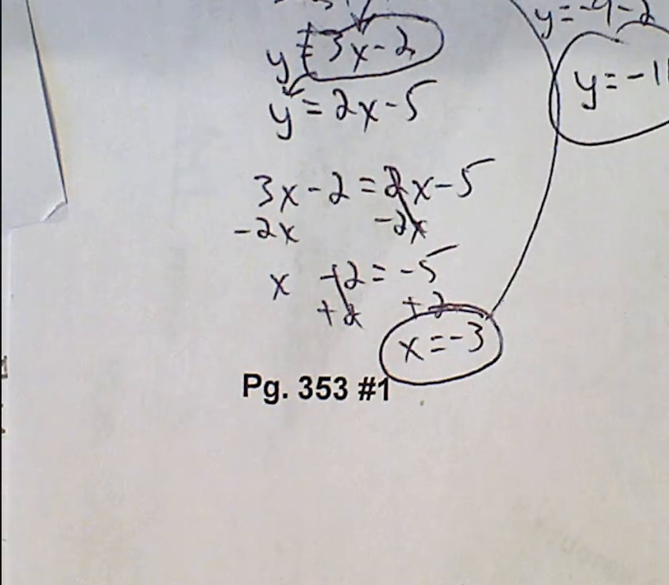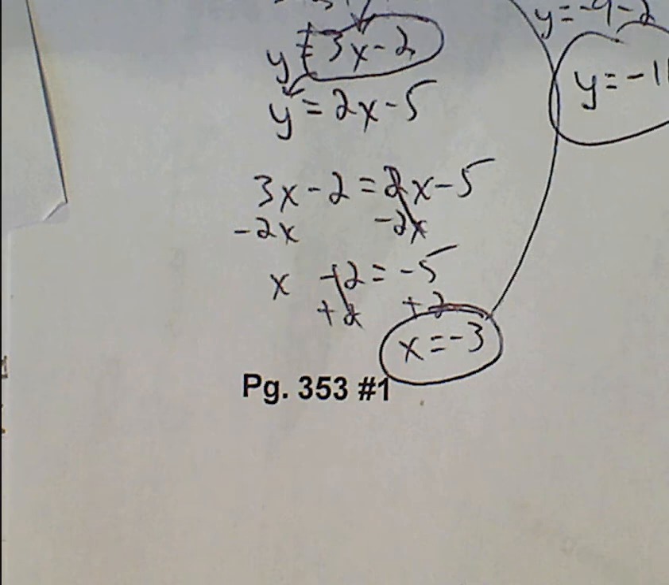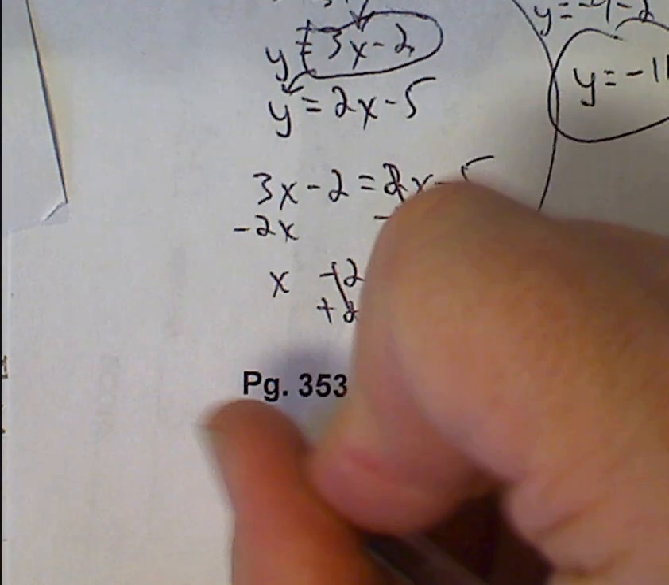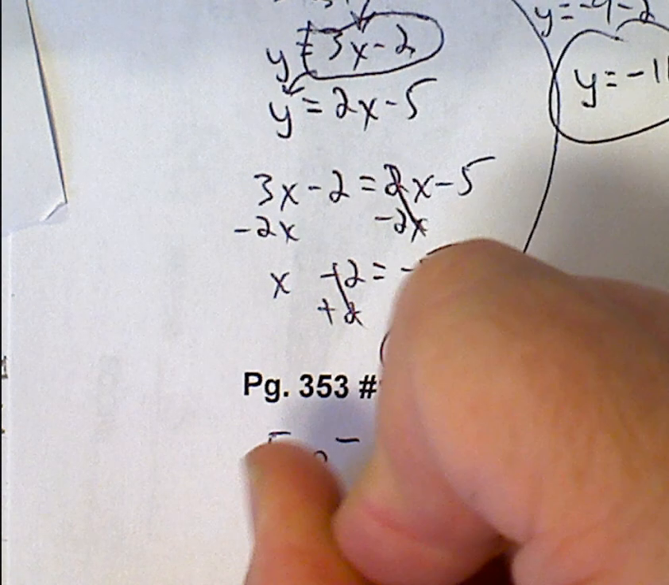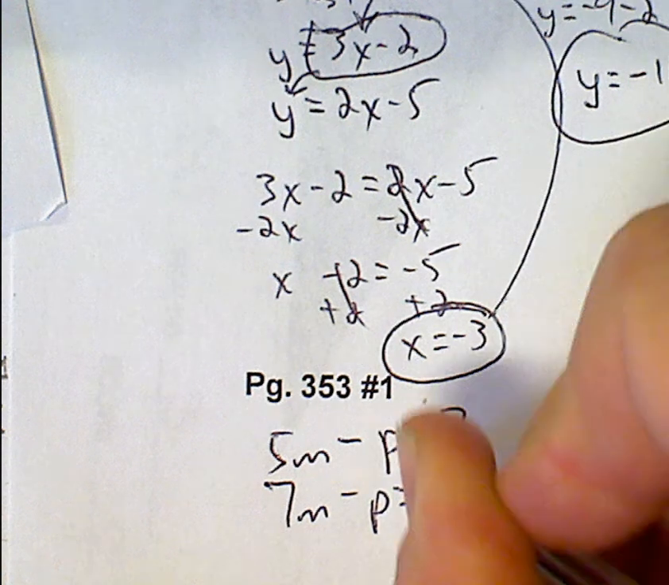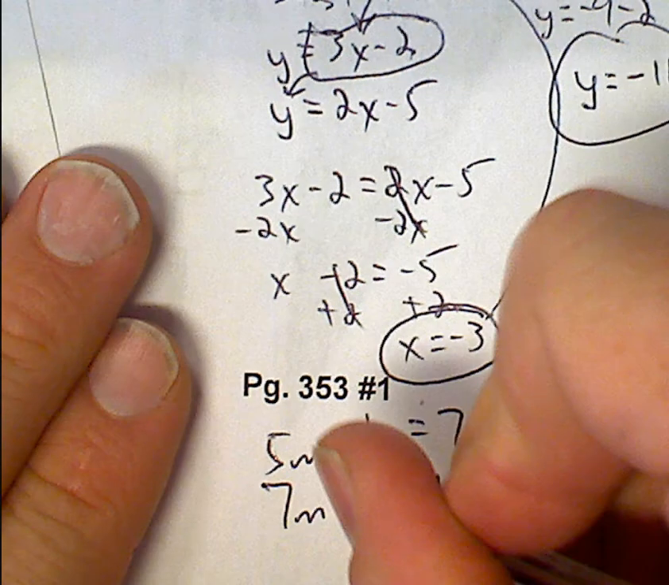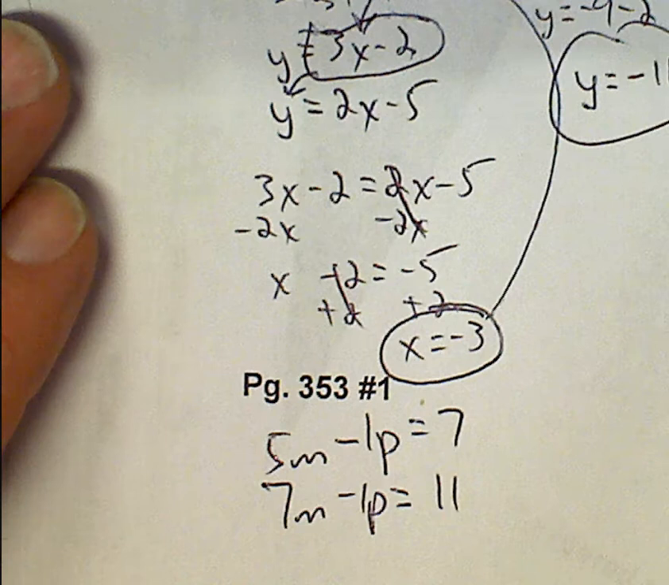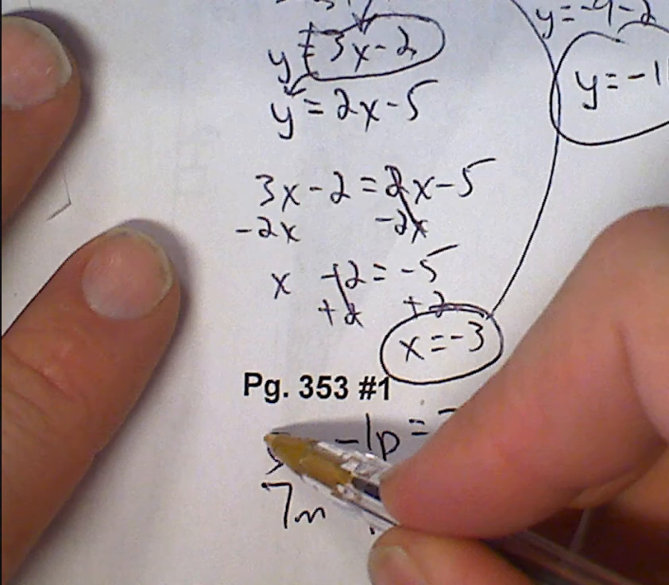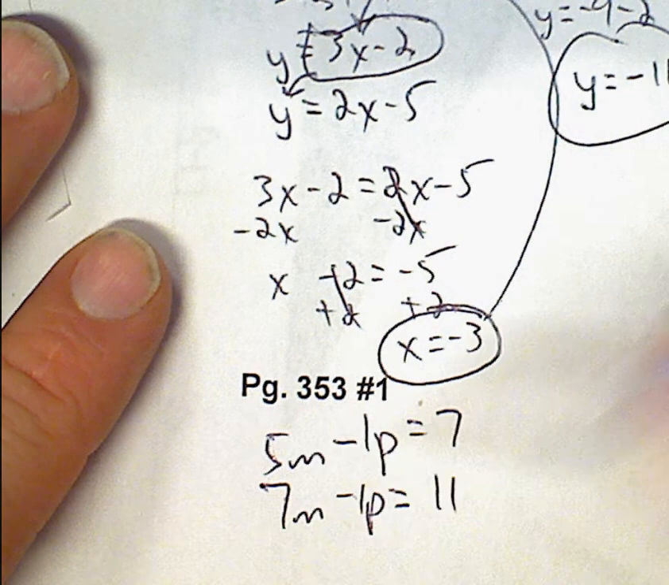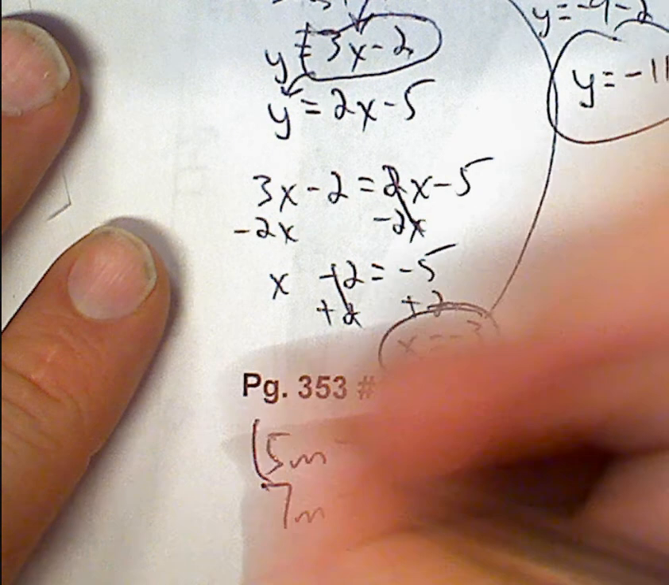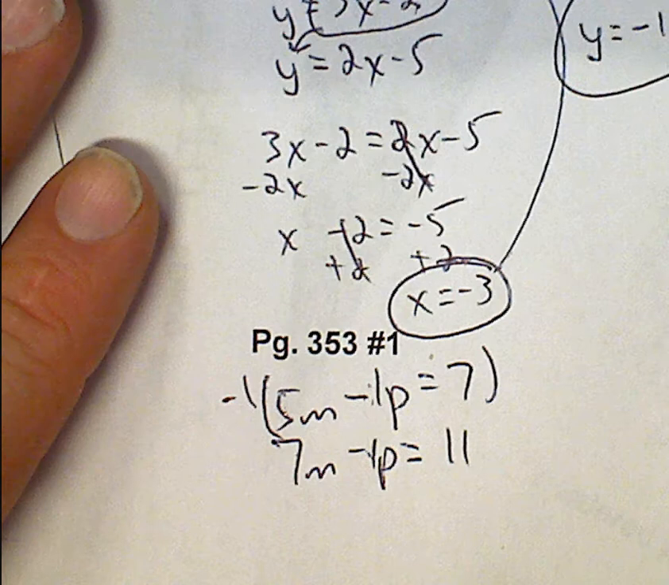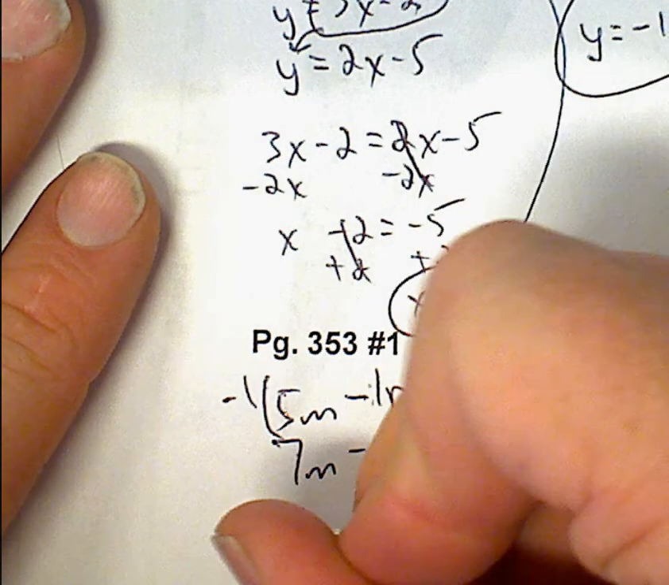Page 353, number 1. Now they want us to eliminate. They give me 5m minus p equals 7, 7m minus p equals 11. So negative 1, negative 1. I need to get the opposite if I'm going to eliminate. I could do 5, 7, negative 1, negative 1. Well, I think negative 1's easiest. I just need to turn one of those negative 1's into a positive 1. So I'm going to multiply everything by negative 1.